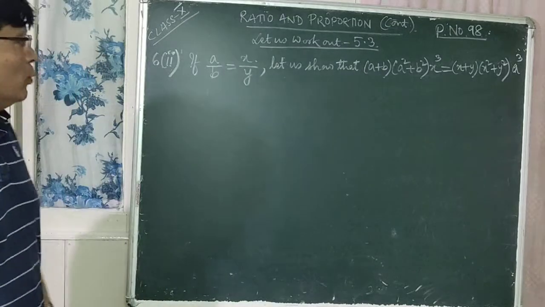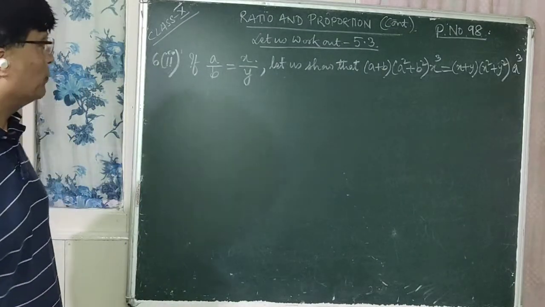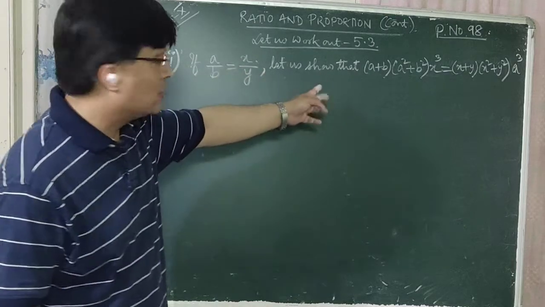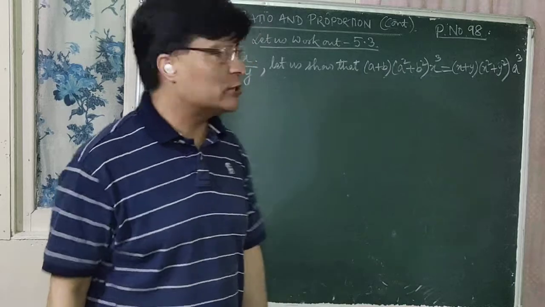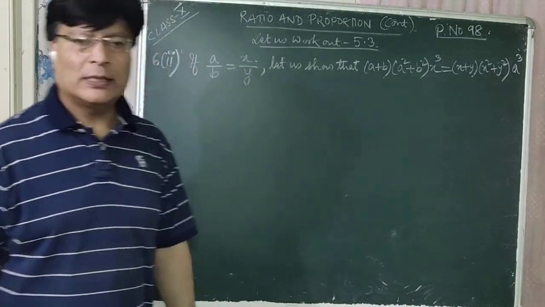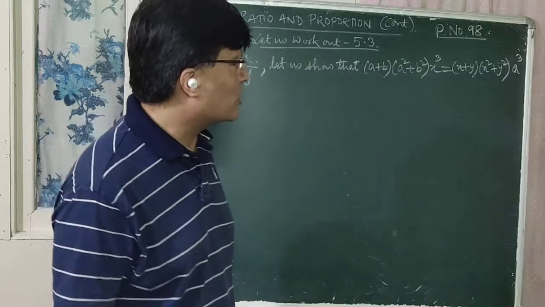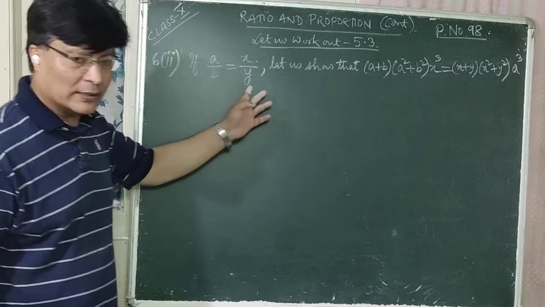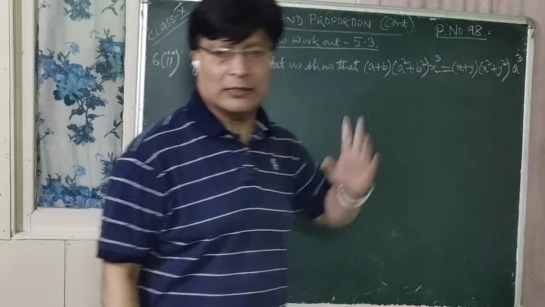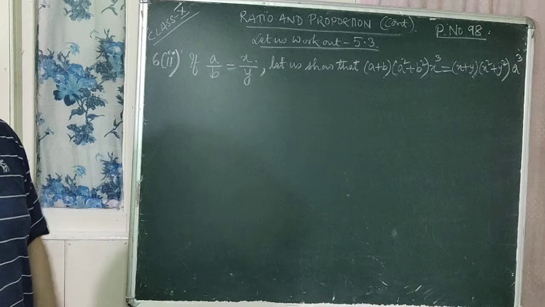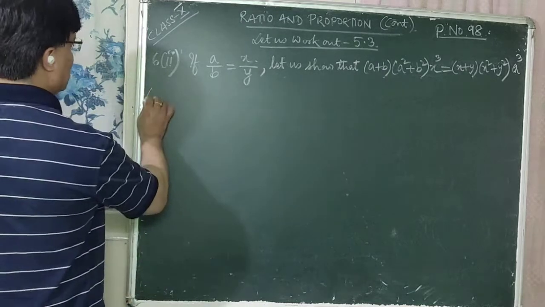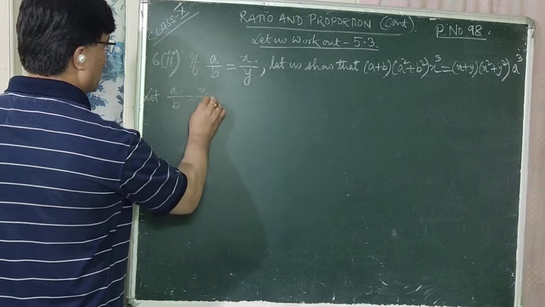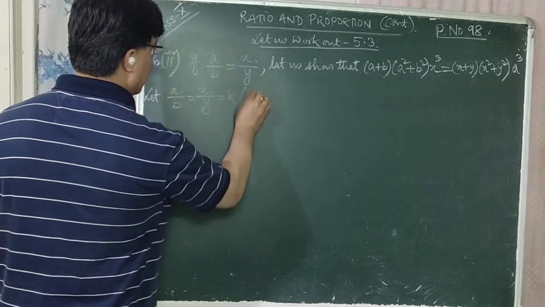So now we will do the next question, that is 6 number 2. If a upon b is equal to x upon y, let us show that a plus b into a square plus b square into x cube is equal to x plus y into x square plus y square into a cube. So here given is a upon b is equal to x upon y. You have to prove this LHS is equal to RHS. So here also you can use the same method, that is the K method. Okay. So let us assume a upon b is equal to x upon y is equal to k, suppose, right?